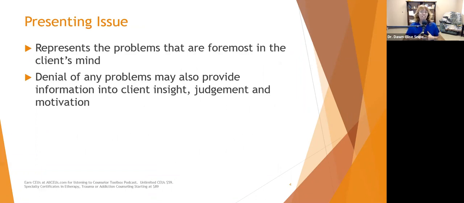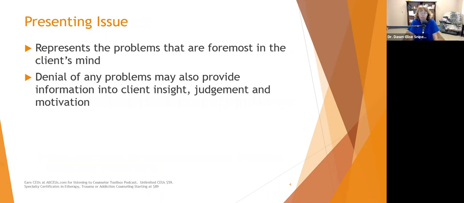The presenting issue represents the problems that are foremost in the client's mind. The client may come in and his significant other said, you need to go in and talk to somebody about your depression because I'm at my end. I don't know what to do about it. And the client comes in and they're like, yeah, I'm depressed, but my main presenting issue is you need to get my significant other off my back. And that person is driving me crazy. So that would be more of a relationship issue. We want to look at what the client's presenting issue is.